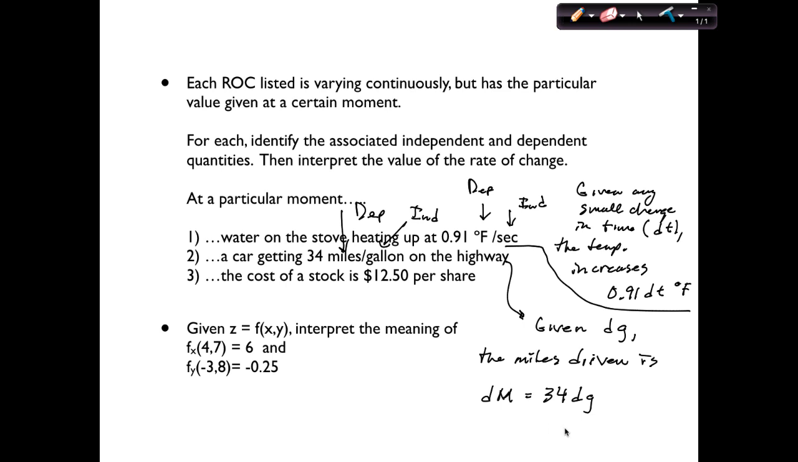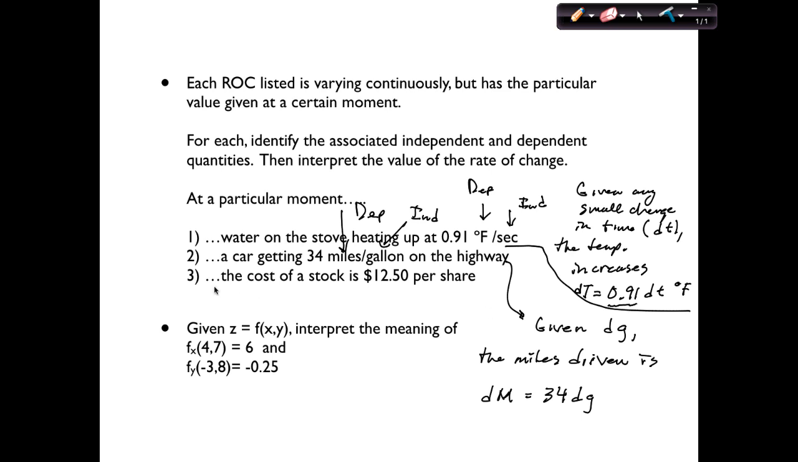So then for the first one, could you do dT, capital T, temperature. Okay. dT equals 0.91 dt, little t. That's what frames the meaning of that number: for any change in time, to get the corresponding change in temperature, you'd multiply that change in time by 0.91.